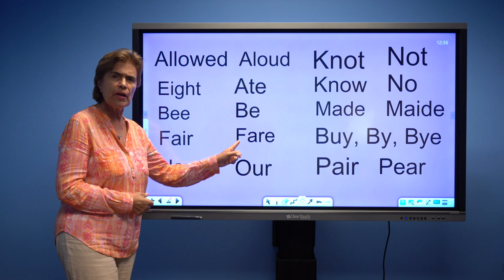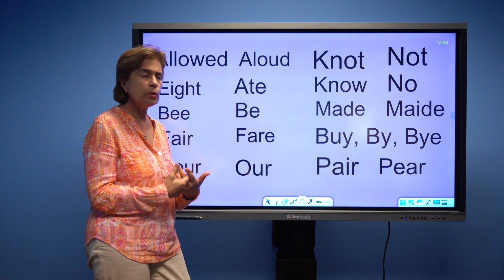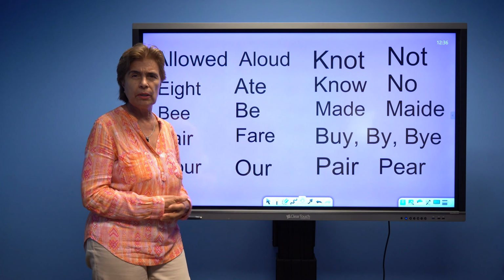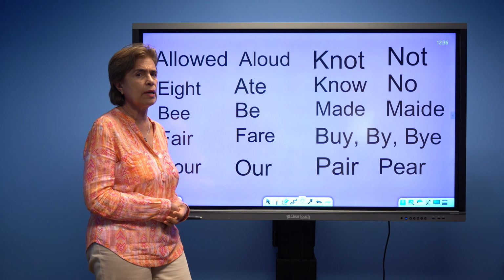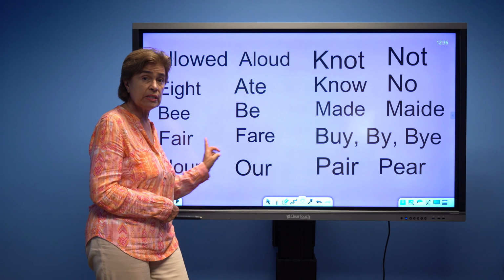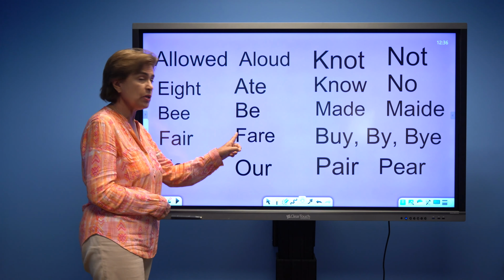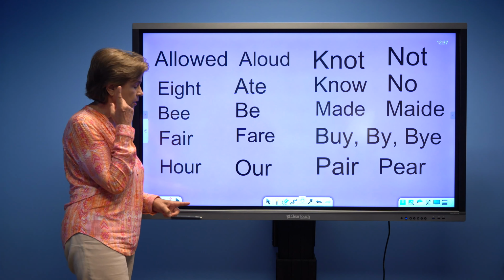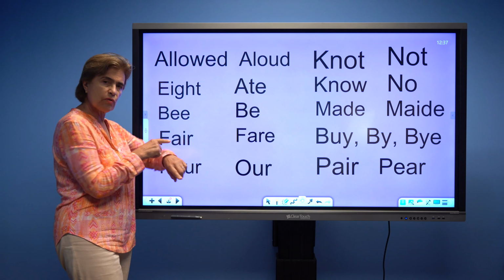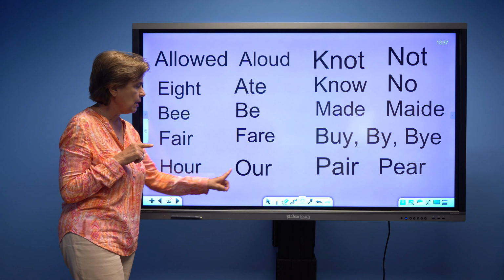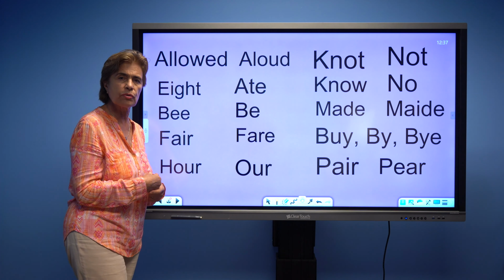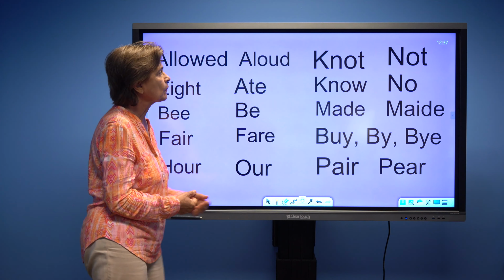Fair and fare. Again, all these words are common, but if you need to look them up in a dictionary, you may want to do that to make sure you know the definition. But they are very different words, one from the other. They just sound alike, okay? Hour, of course, being of time, and our is our school, our house, our family.